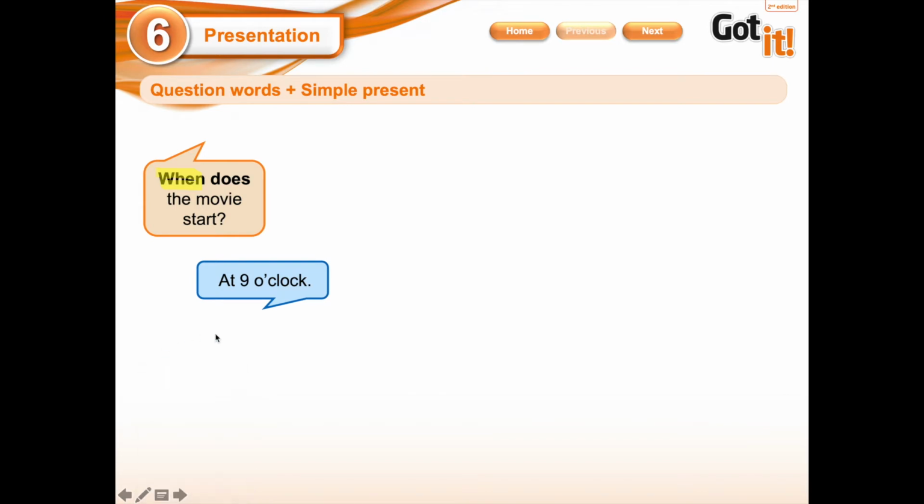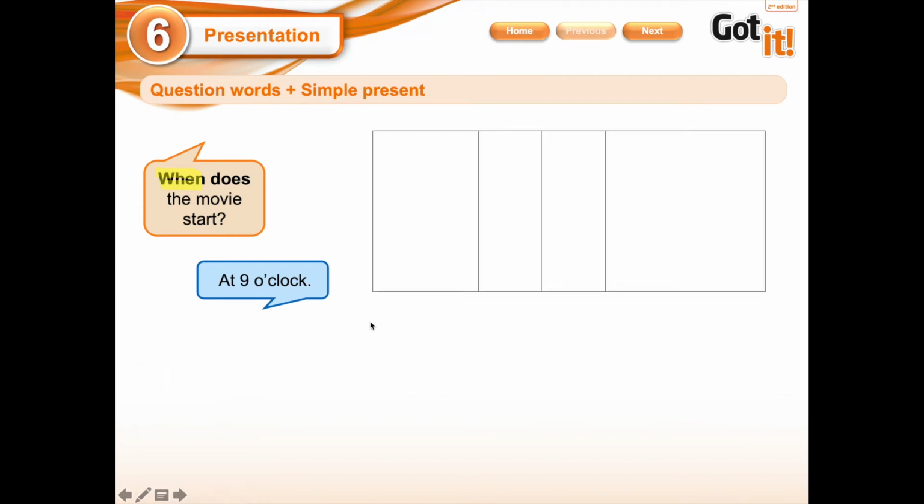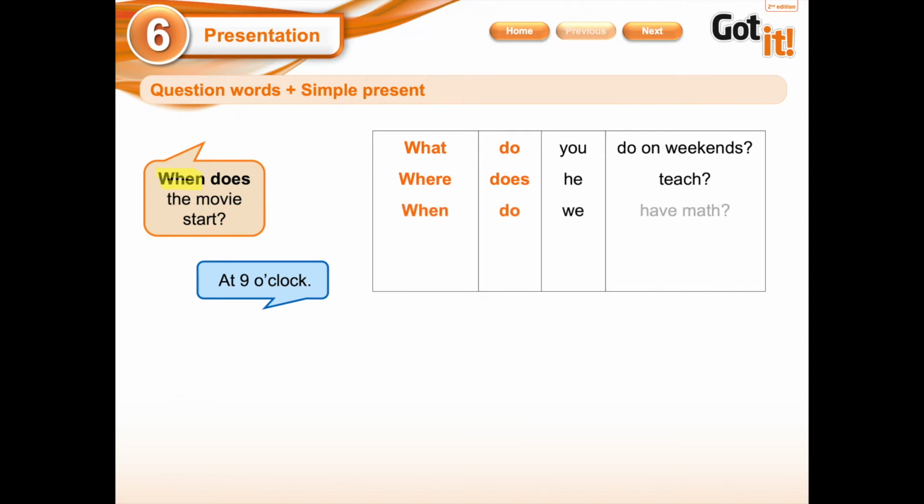So let's start. Here we have a box. As you can see, we're going to start with the first word, that is what. What do you do on the weekends? Let's go with the second one. Where does he teach? Number 3, when do we have math? Number 4, what time does she start school? And finally, the last question is, how do you spell that?